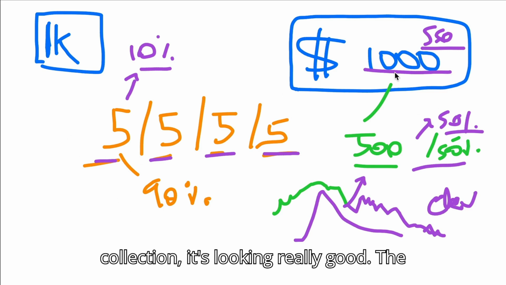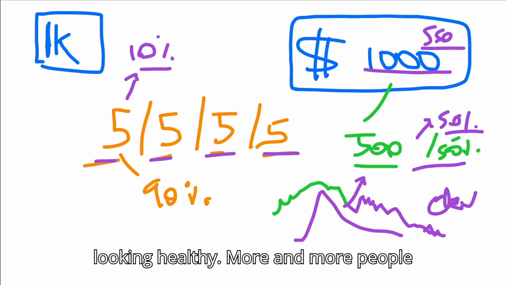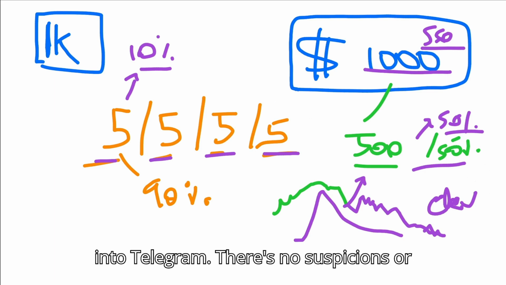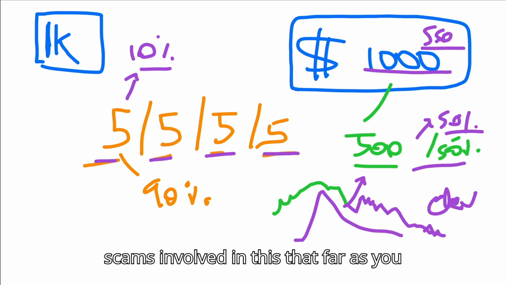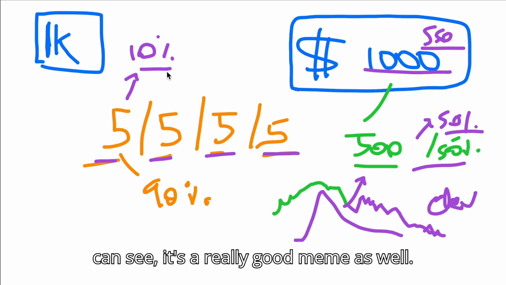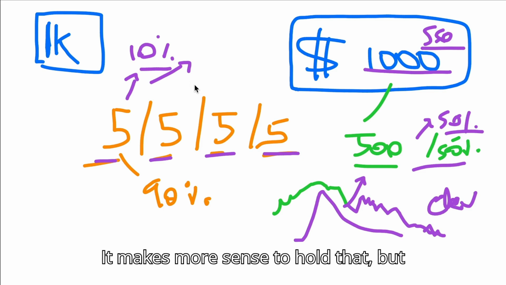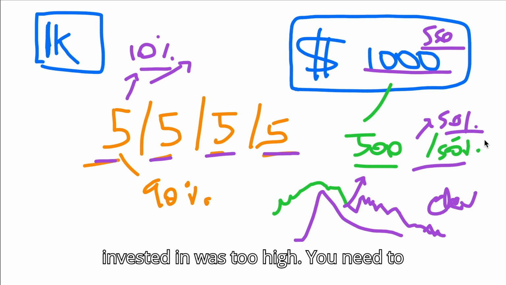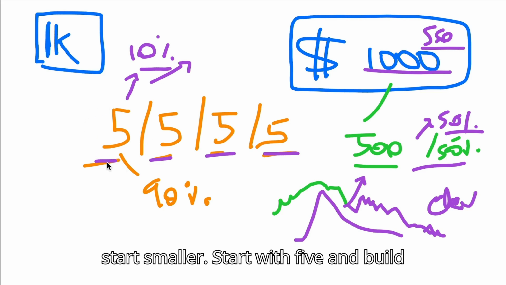It's looking really good. The numbers are looking good. The chart's looking healthy. More and more people are coming into Telegram. There's no suspicions or scams involved in this. As far as you can see, it's a really good meme as well. It makes more sense to hold there. But you're not holding because the number you invested was too high. You need to start smaller. Start with 5 and build up.